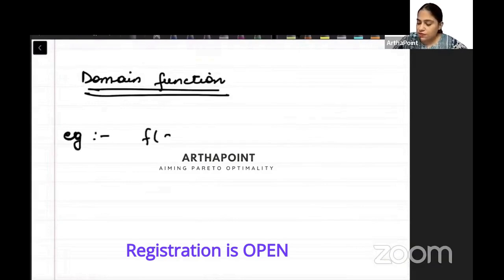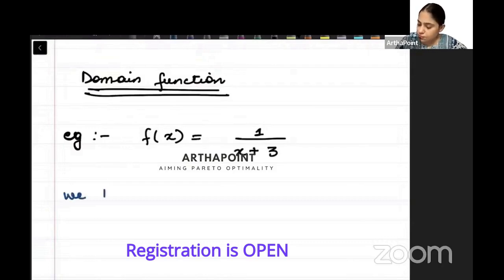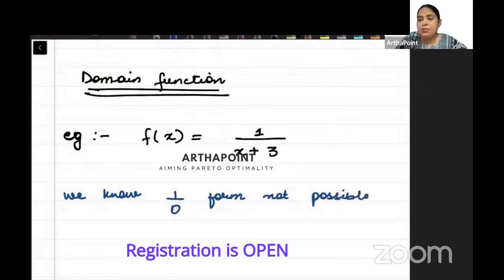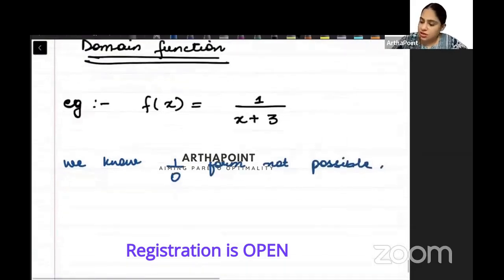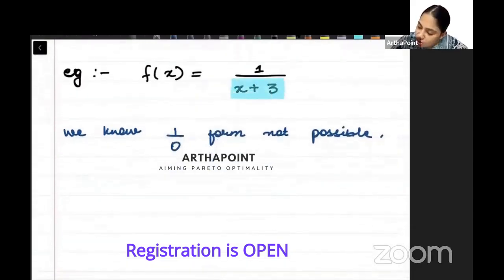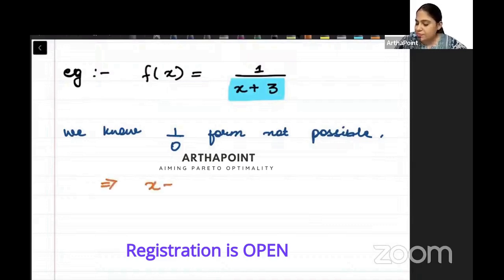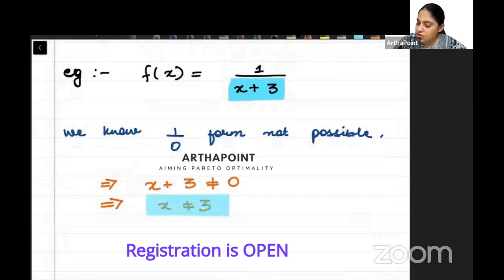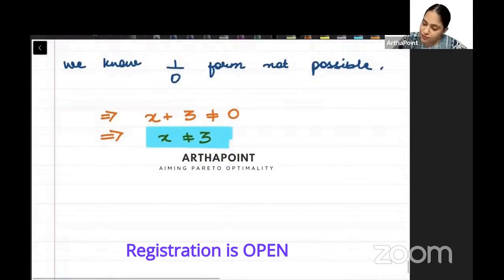जैसे बच्चे, your given function is equal to 1 upon x plus 3. अब we know that we cannot have 1 by 0 form, is not possible. हमें पता है 1 by 0 form possible नहीं है, which means I cannot have 0 in the denominator. है कि नहीं? So this means that x plus 3 cannot be 0. It means that x cannot be 3. X cannot be 3.